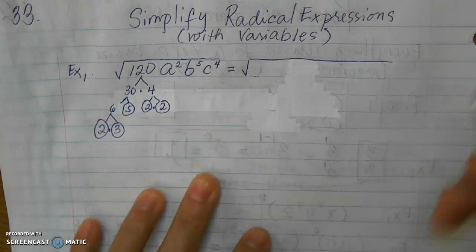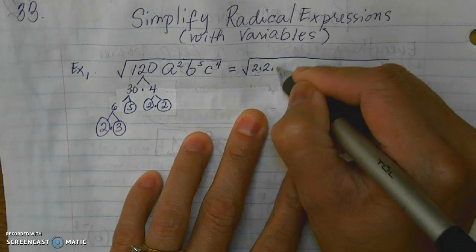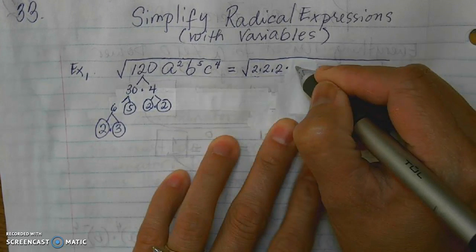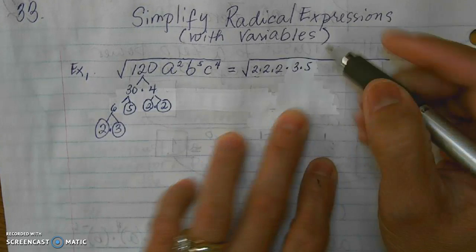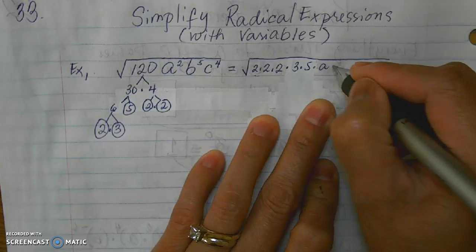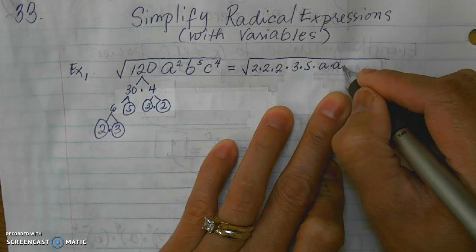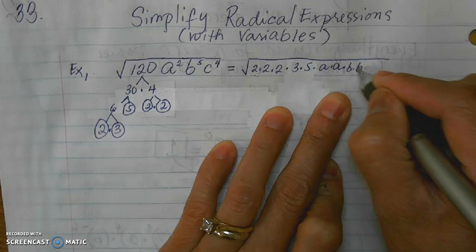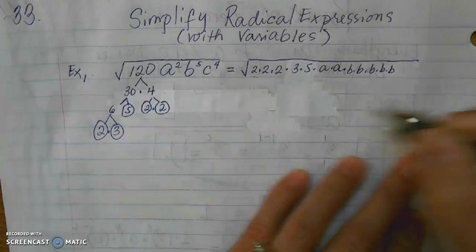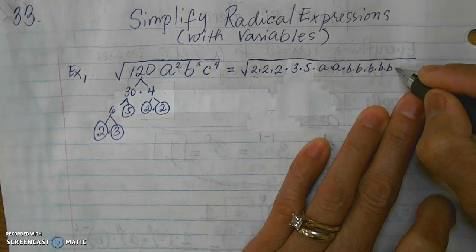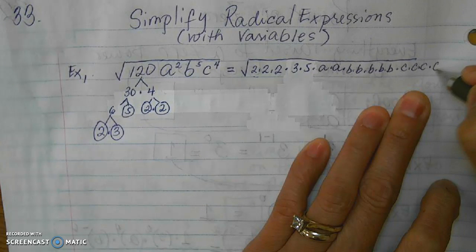Okay, in order from least to greatest, we will have 2 times 2 times 2 times 3 times 5, and we have 2 a's, or a times a. We have b to the fifth, so that's going to be b times b times b times b times b, 5 times. And then 4 c's, so c times c times c times c.